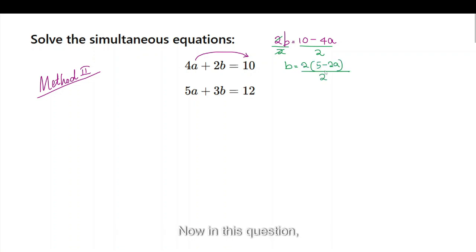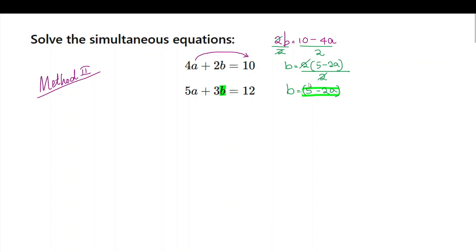Now in this question, these 2 gets cancelled out. Now it does not happen all the time. Sometimes you just get an expression with a fraction. But in this one, we know that they get cancelled out. So I know b is equal to 5 minus 2a. Now, we are going to substitute 5 minus 2a instead of this b here in the other equation. So let's do that. Let's put 5 minus 2a instead of this b.